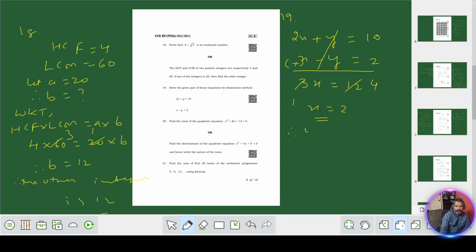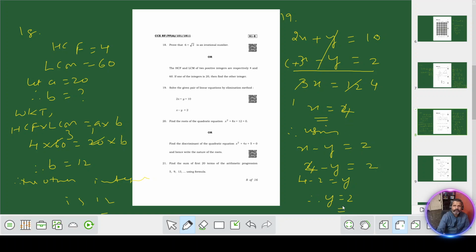Therefore, using x minus y is equal to 2, x is equal to 4, I got it right, 4. Therefore, minus y, instead of transposing 4, you transpose y here. That is 4 minus 2 equal to y, therefore y is equal to 2. Okay.